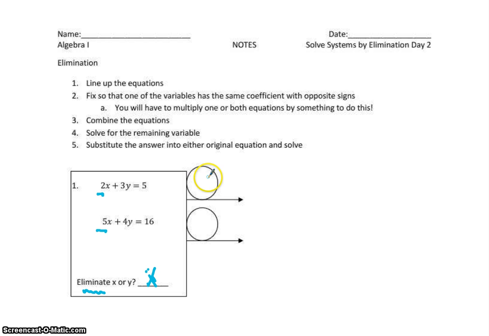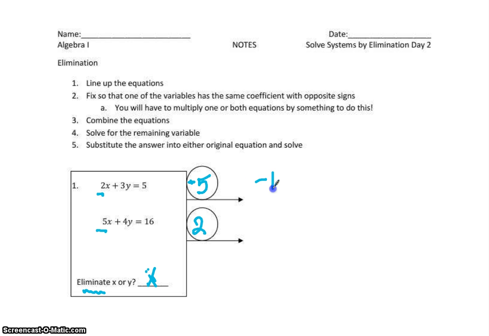Well, if I take the top one and multiply it by 5, 2 times 5 is 10. I chose 5 because that was the coefficient here. I take the bottom one and I multiply it by 2 because that was the top coefficient. The only problem here is I still need to change the sign. So I'm going to make this top one a negative 5. So everything in that first equation gets multiplied by negative 5.